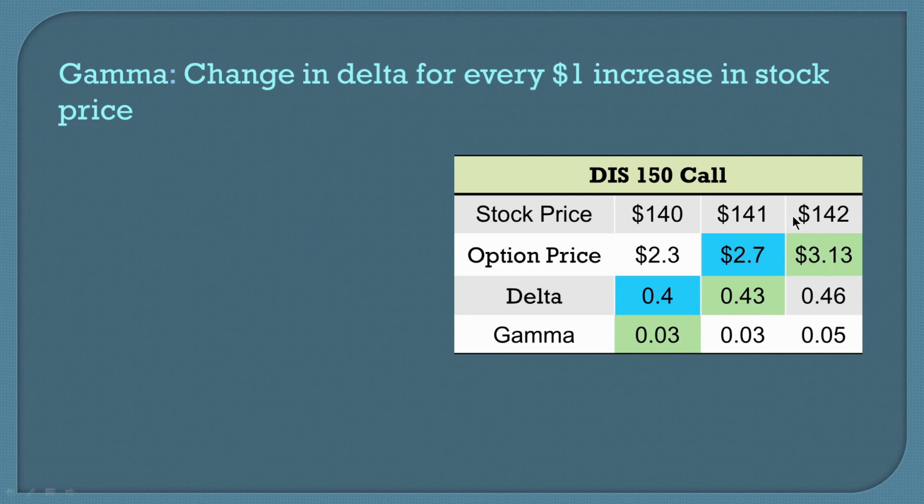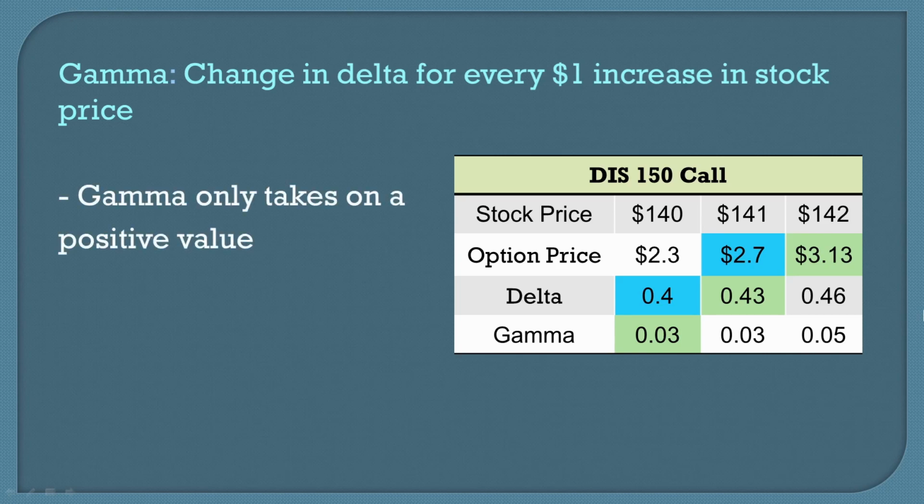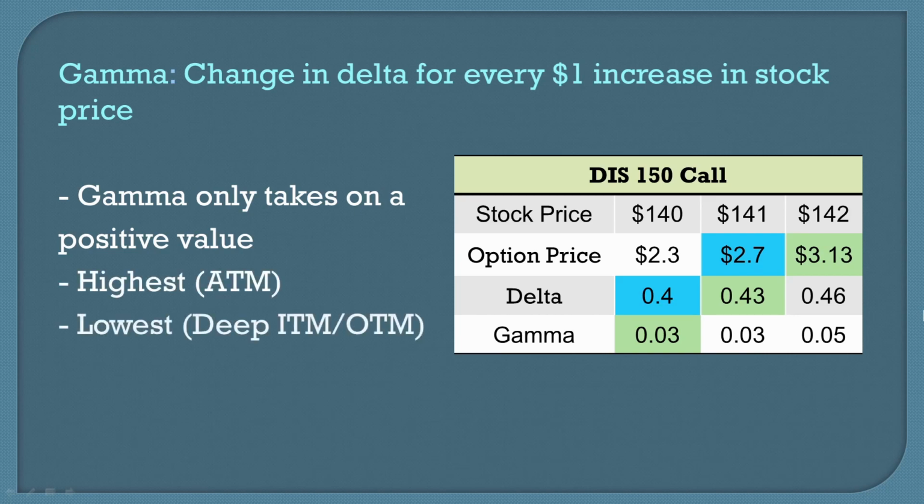So if Disney were to increase by another dollar, the option price becomes $3.13. And the new delta will be 0.46 at $142. So this is what gamma represents. Gamma refers to how much delta will change for every $1 increase in the stock price. Gamma only takes on a positive value. It's not like delta, where delta is positive for calls and negative for puts. Gamma is also highest when the option is close to at the money, and gamma is the lowest when the option is deeply in the money or out of the money.